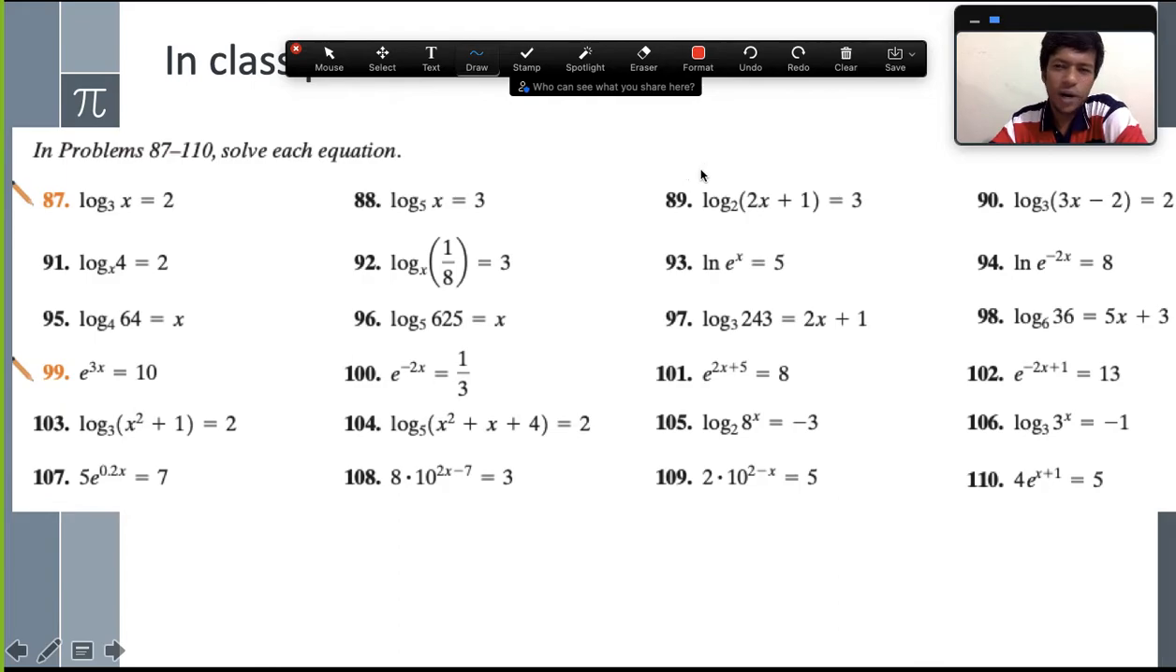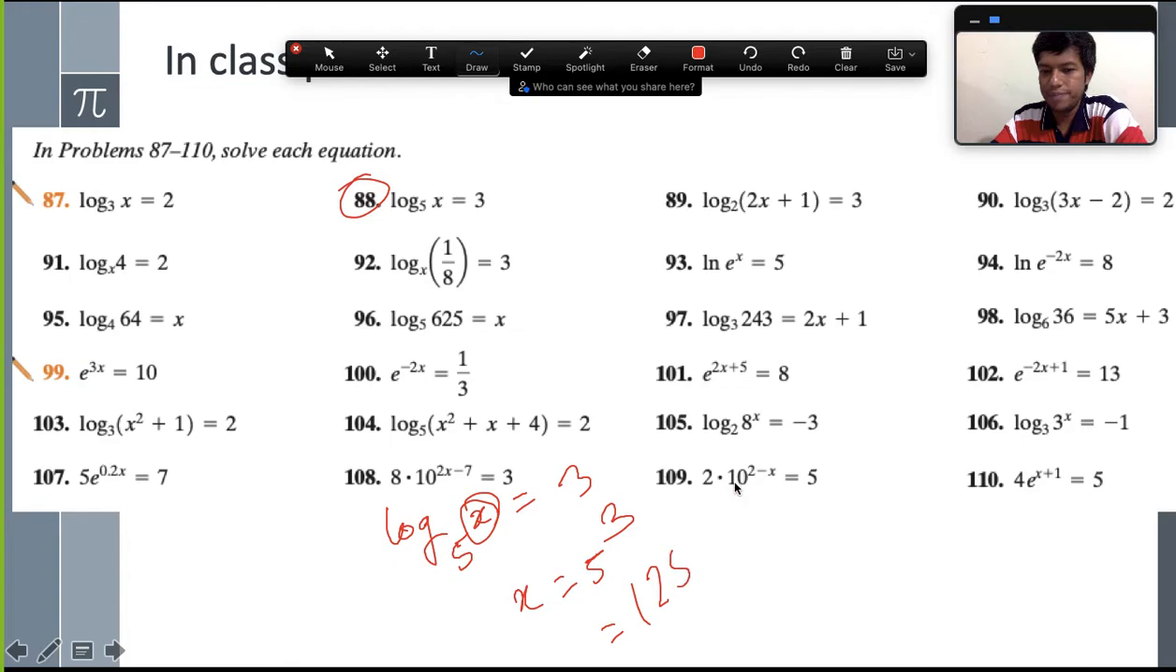Let's do a very easy math. Suppose 88. Very easy. What should we do? Log 5 x equals 3. So x equals what? Base will remain the same, and it goes to the power. x equals base to the power 3. Just do not move it. Then you can do the calculation. 5 cubed means 125. This is the answer. This is very hard math.